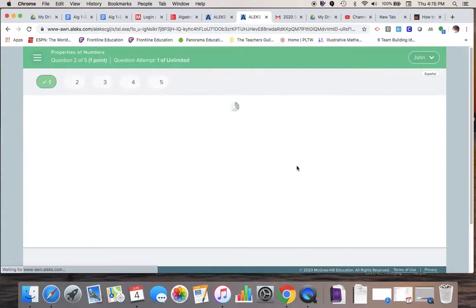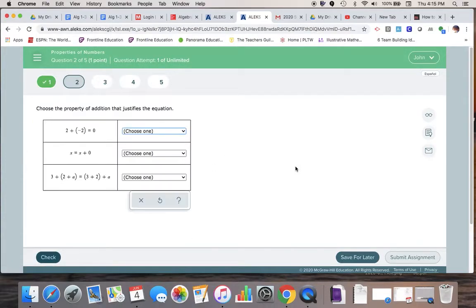Let's move on. Let's try another one. So this one, 2 plus -2. Again, you have opposites you're adding together. So that would be your additive identity property.